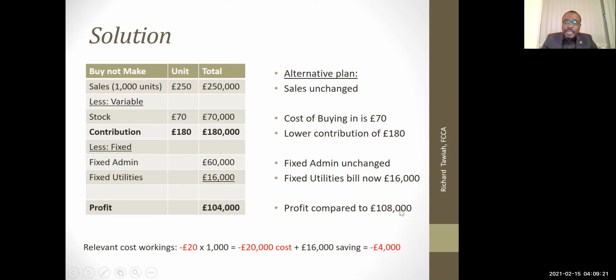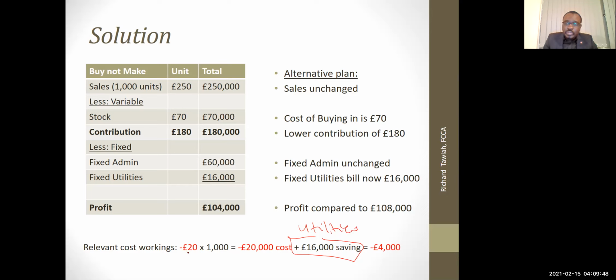Now profit, compare it: 104,000. We're making lower profit as compared to the current scenario where we were producing the units ourselves at 108,000. The question is, do some analysis and see what we are saving. We saved 16,000 in terms of the utilities, okay?